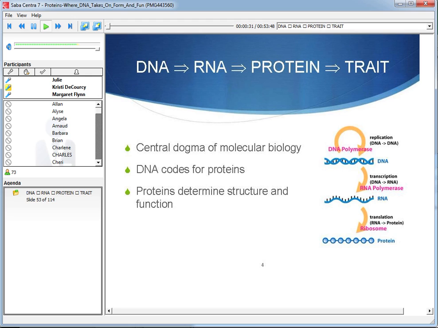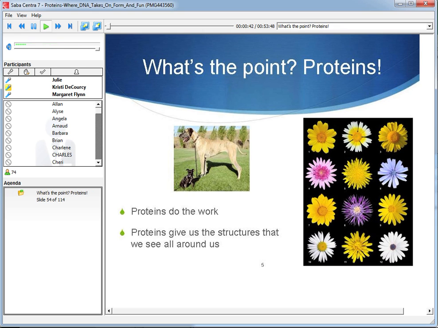So, all of you know the central dogma of molecular biology: DNA, RNA, protein, and that gets to what you see. And proteins are what determine the structure and function that you see around you. I like to say proteins are the point. I mean, DNA gets a lot of attention, but proteins are what really make the difference.